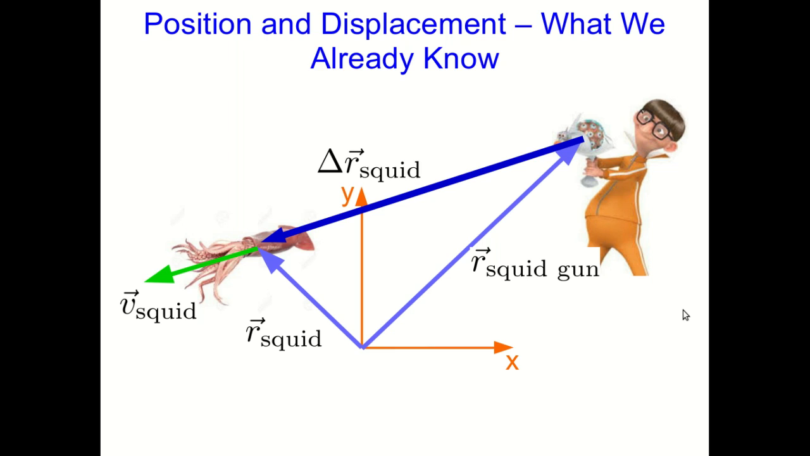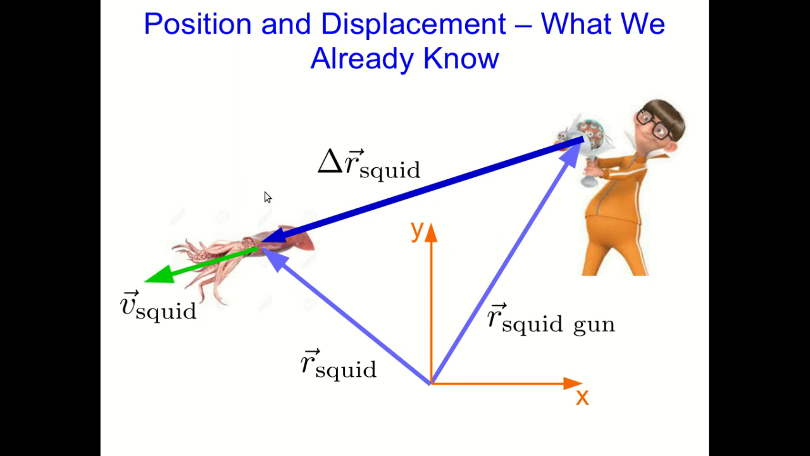I want to point out a few things about positions and displacements. First of all, positions, we already know, point from the origin to the location of the object, whereas a displacement always points from some initial location to some final location. And the other thing is that we think displacements are going to be more useful to us because when we move our coordinate system, all our position vectors change, but our displacements don't.